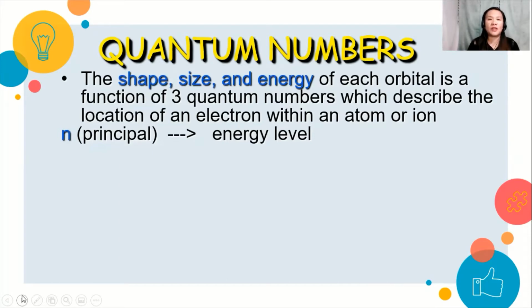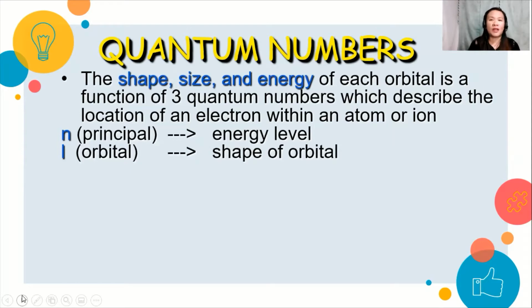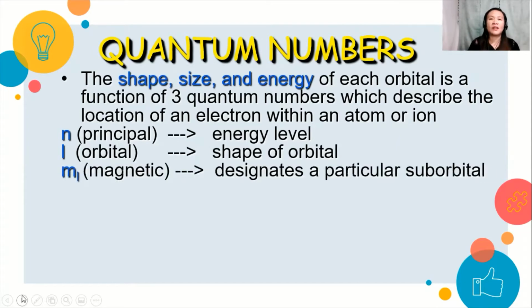The second quantum number is signified with the letter l, the orbital or angular momentum quantum number, and this signifies the shape of the orbital. Then finally, we have ml, the magnetic quantum number, and this designates a particular suborbital. Particularly, it is the three-dimensional space which the electrons occupy.